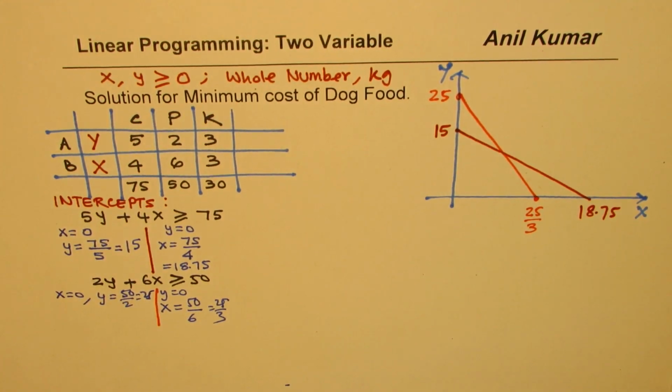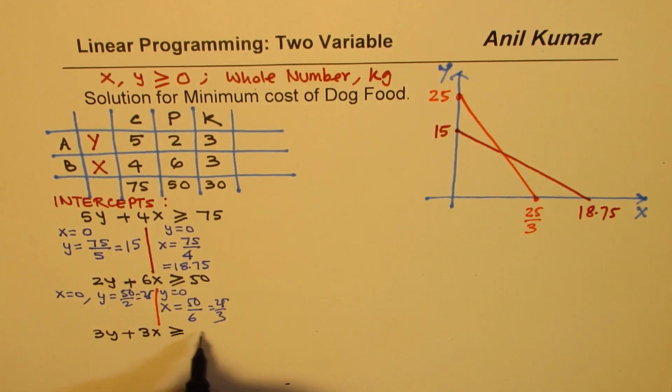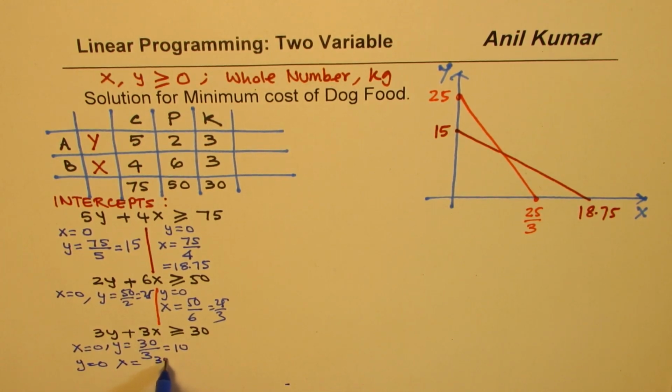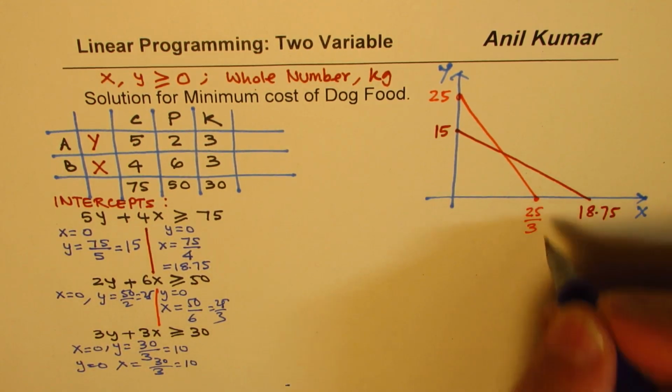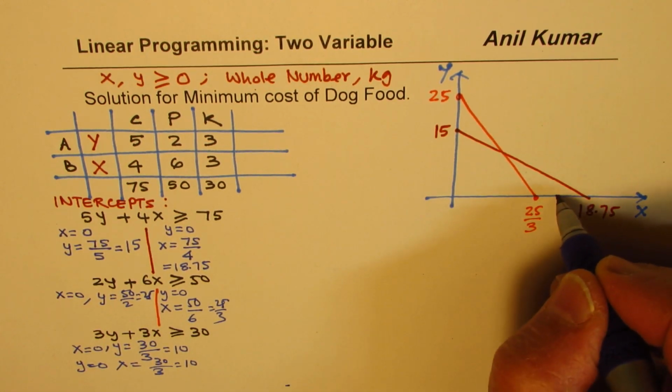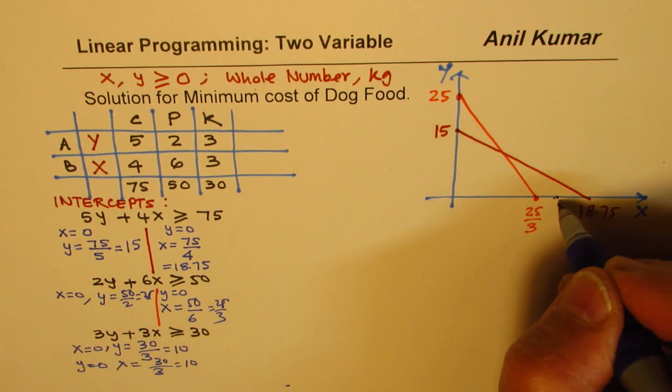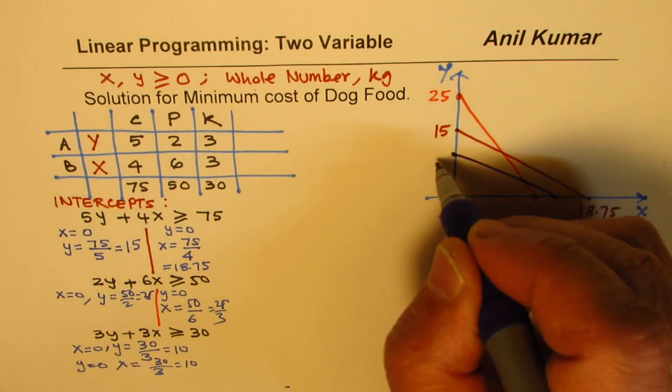Perfect. Now let's solve the third equation, which is 3y plus 3x should be greater than or equal to 30. So in this case, the x and y intercepts are 10, right? If x equals to 0, y equals to 30 by 3, which is 10. And if y equals to 0, x equals to 30 by 3, which is also 10. So 10 is more than 25 by 3. So we get this line, right? So this is 8 point something, right? So we get something here. We get a line which will not go there, but kind of like this. Okay. So 10, 10.